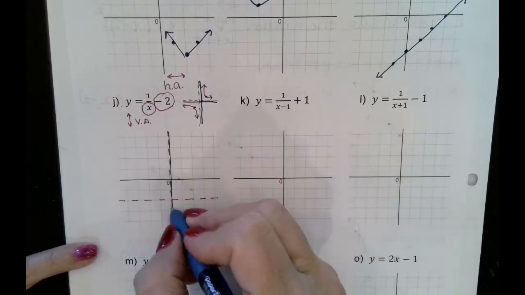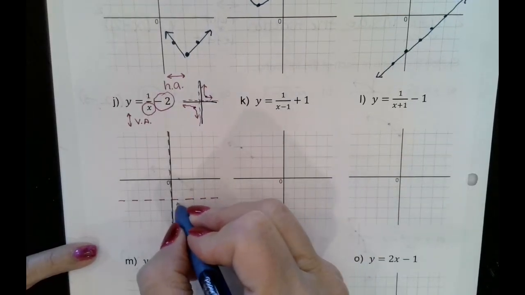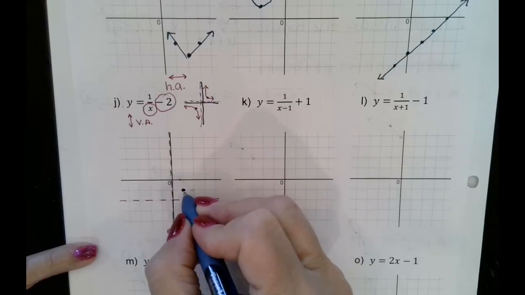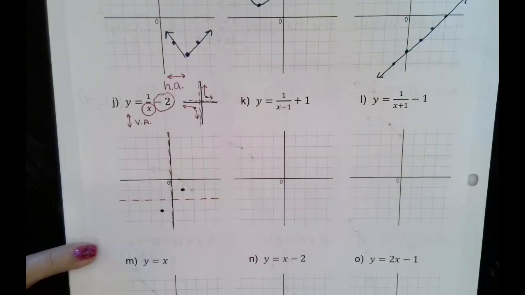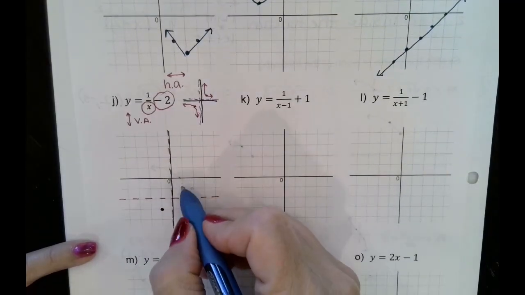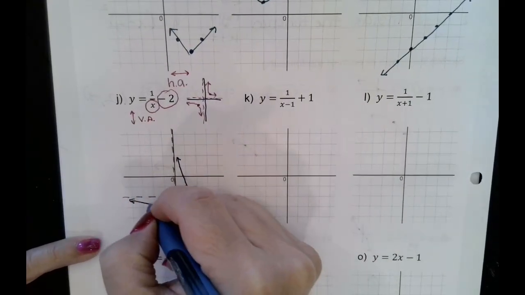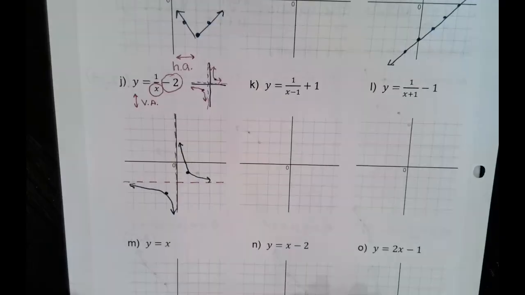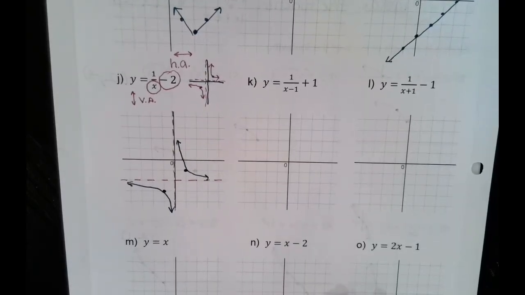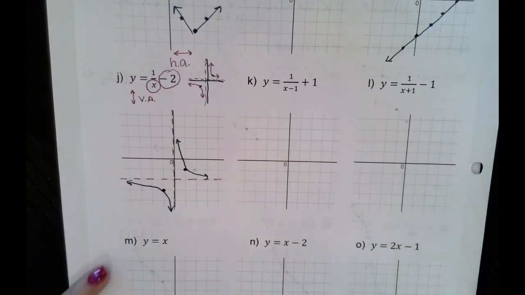Now for my rational function, here's where my 2 asymptotes cross. So I go to the closest point here and the closest point here. So this is where my x and y cross, and then it's going to approach both of these like this. All right.